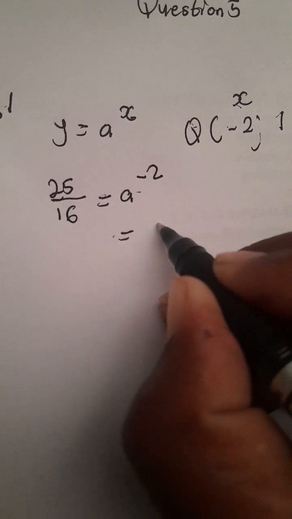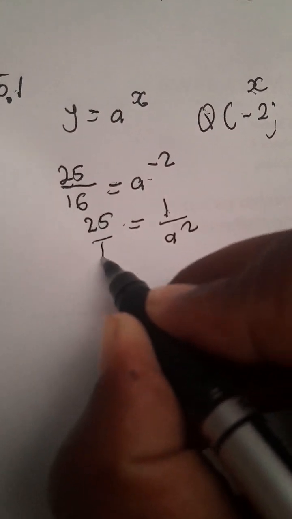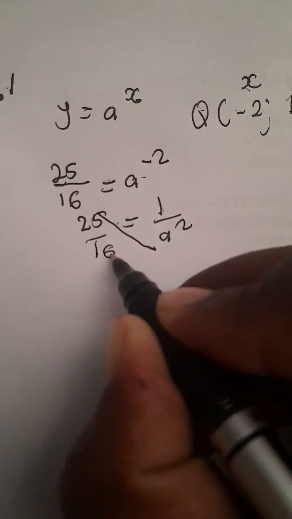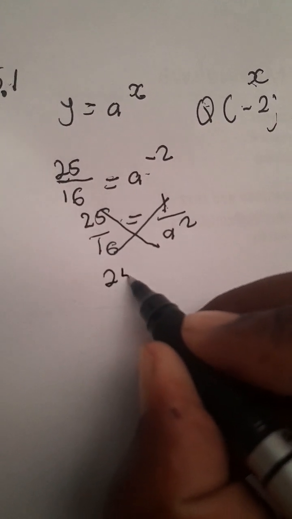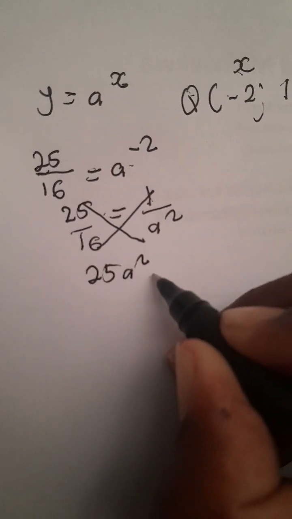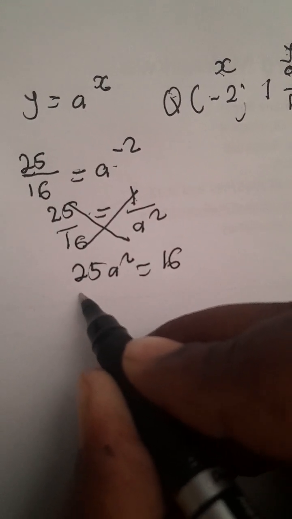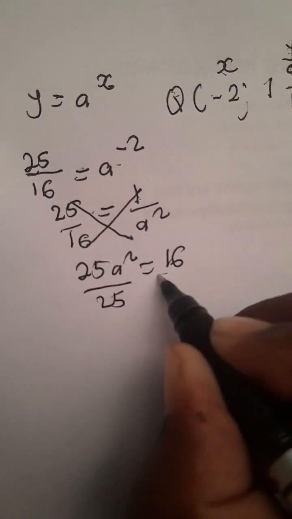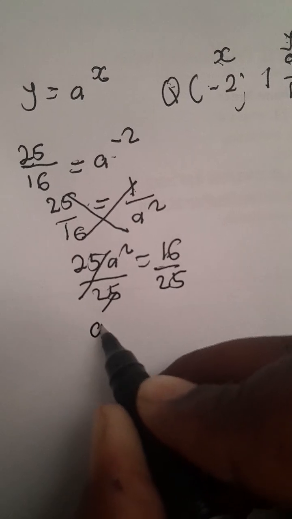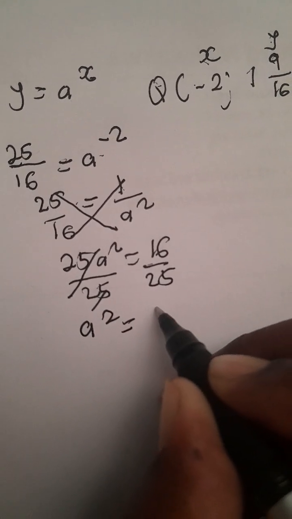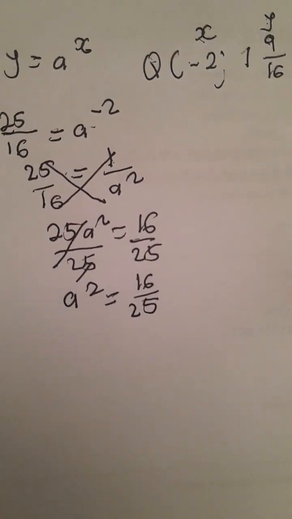If we change this into a fraction, this will be 1 over a squared, equals 25 over 16. To find the value of a, you cross multiply. 25 multiplied by a squared, that will be 25a squared, and 1 times 16, that will be 16. Then because we're looking for a, we can divide everything by 25. We are left with a squared equals 16 over 25.